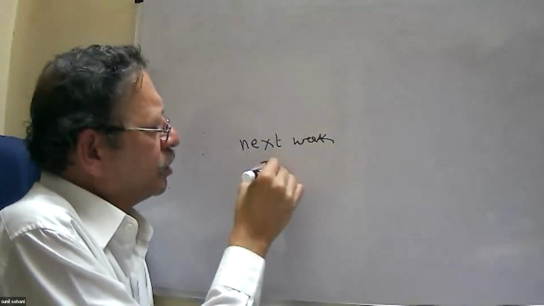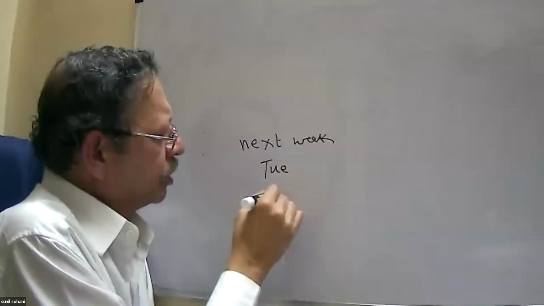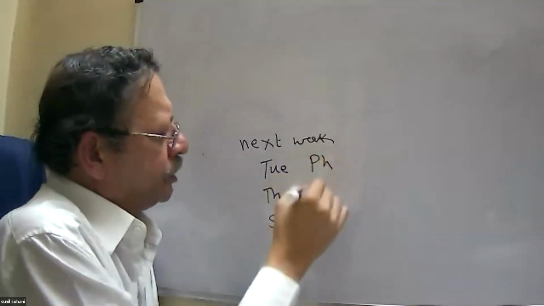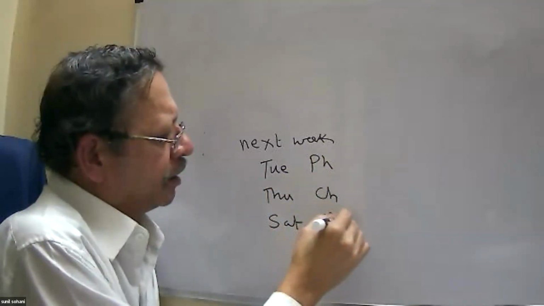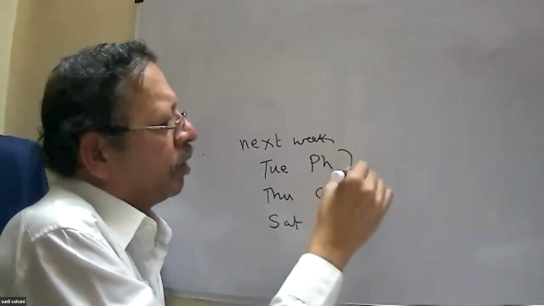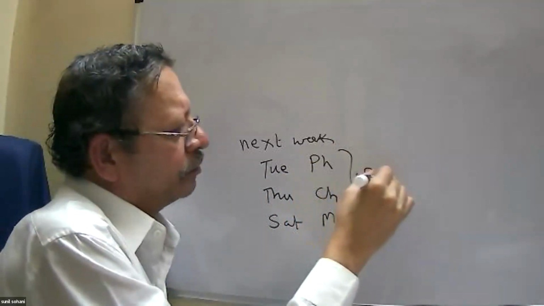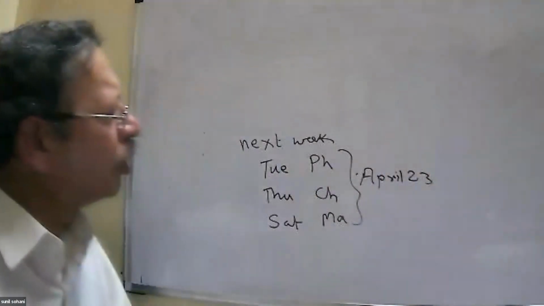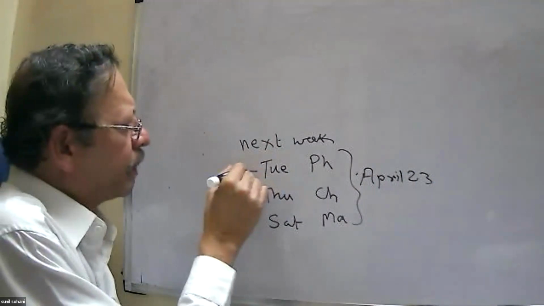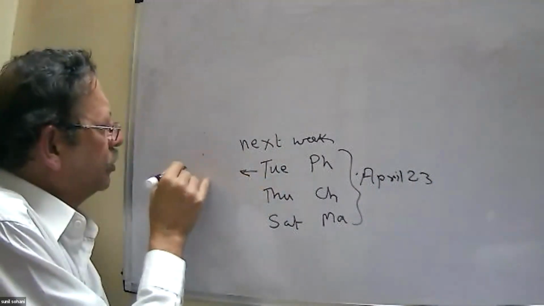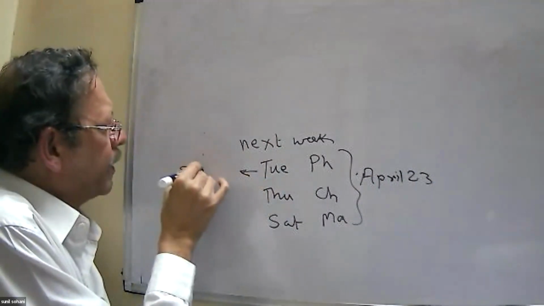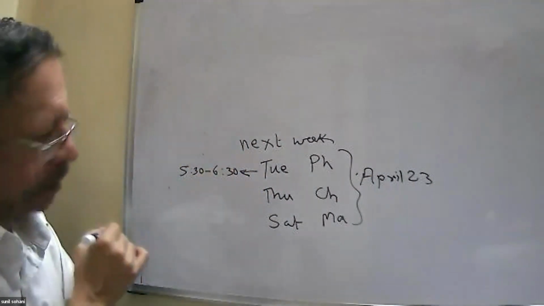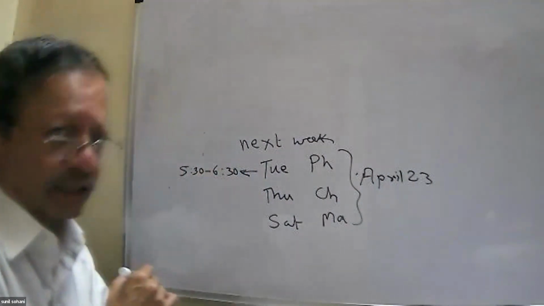again we are going to discuss Tuesday, Thursday, Saturday, physics, chemistry, maths, paper April 23. What I want you all to do is, on a Tuesday, let's say at 5:30, you take that paper and try to solve it up to 6:30, the 10 questions on physics, before the class starts.